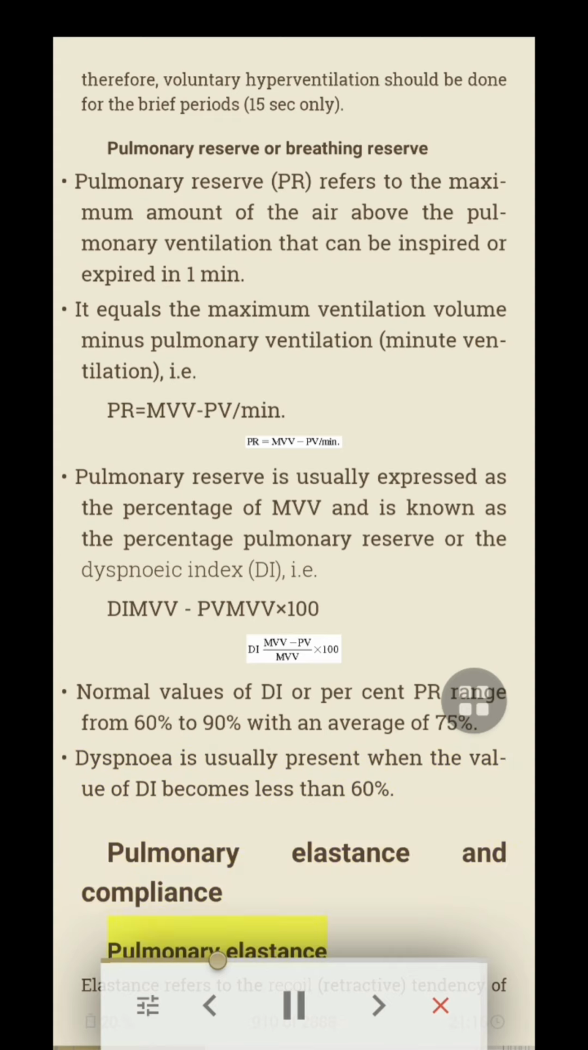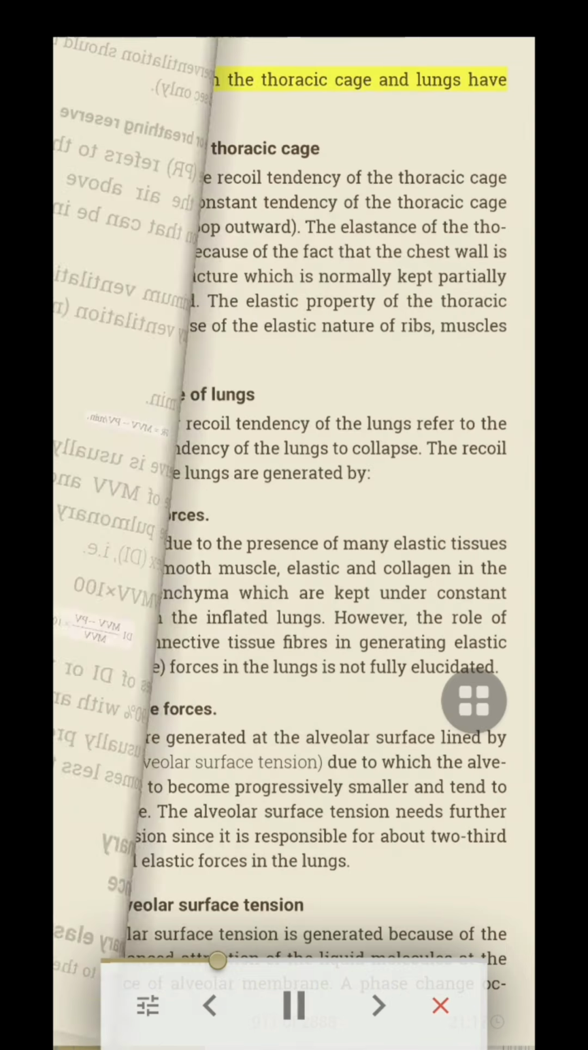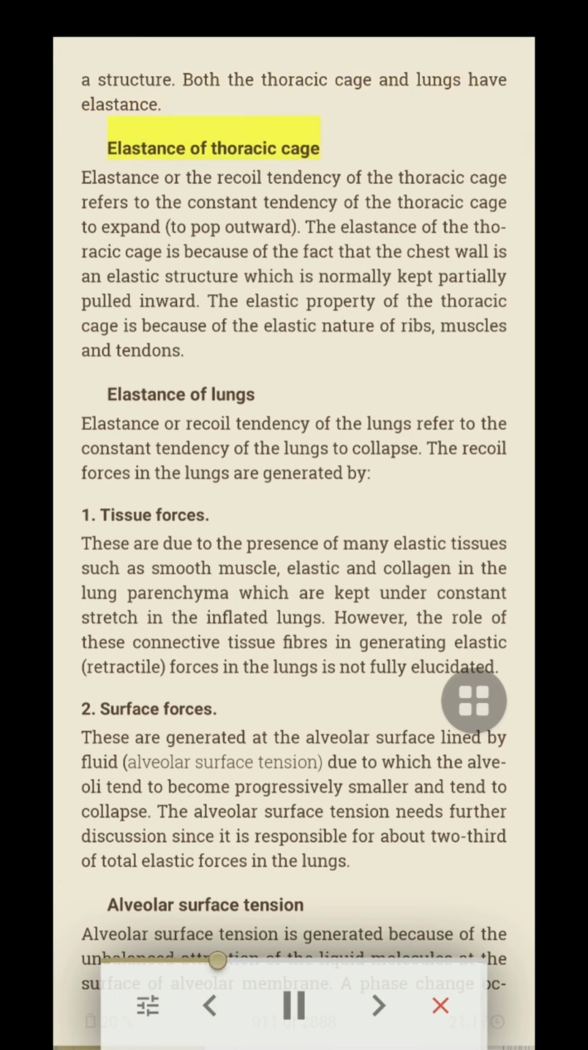Pulmonary elastance and compliance. Pulmonary elastance. Elastance refers to the recoil, retractive tendency of a structure. Both the thoracic cage and lungs have elastance. Elastance of thoracic cage. Elastance or the recoil tendency of the thoracic cage refers to the constant tendency of the thoracic cage to expand, to pop outward. The elastance of the thoracic cage is because of the fact that the chest wall is an elastic structure which is normally kept partially pulled inward. The elastic property of the thoracic cage is because of the elastic nature of ribs, muscles, and tendons.